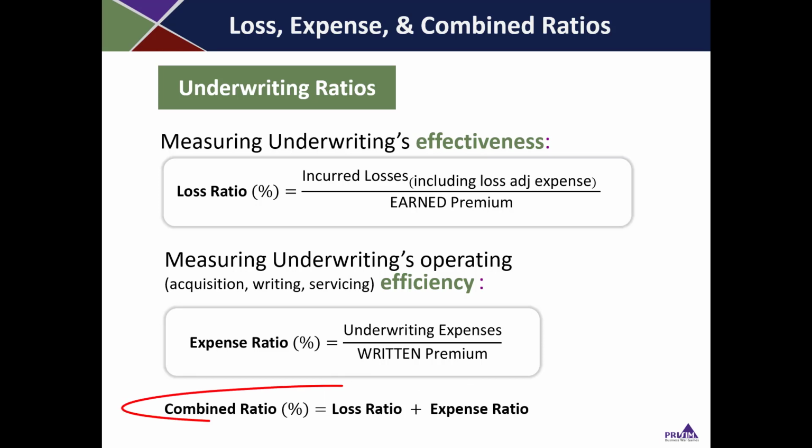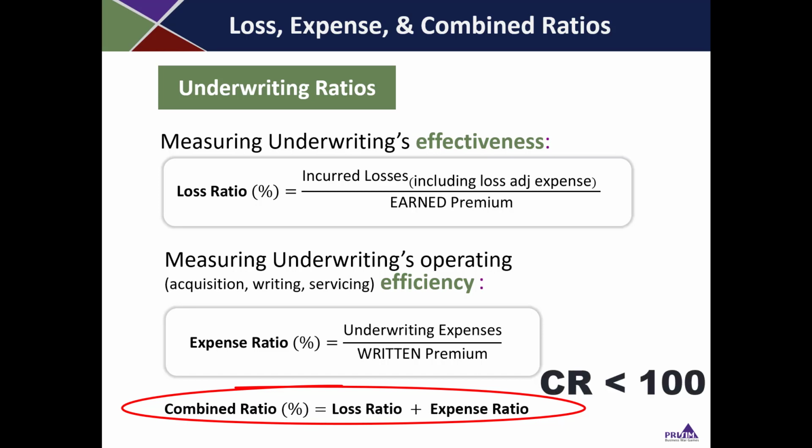And the combined ratio is just the sum of the loss ratio and the expense ratio, and it measures the overall effectiveness of the underwriting side of the business, both from an expense perspective and a loss perspective. And the general goal at an insurance company is to have your combined ratio at least below 100, so they have something left over after you cover your incurred losses and your expenses.